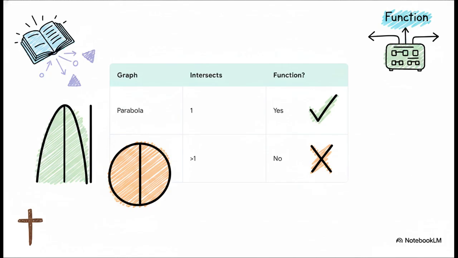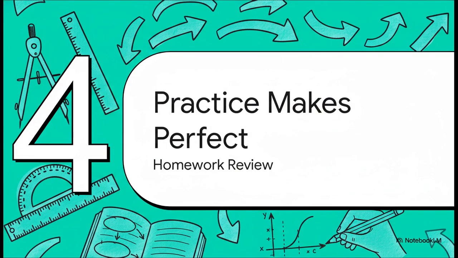Now compare that to a circle. If you drop a straight vertical line right down the middle of a circle, what happens? It's going to hit the top curve of the circle, and it's also going to hit the bottom curve of the circle. That is more than one intersection. It fails the test right then and there. Is a circle a function? Definitely no. Time to lock it in. Section 4, practice makes perfect.